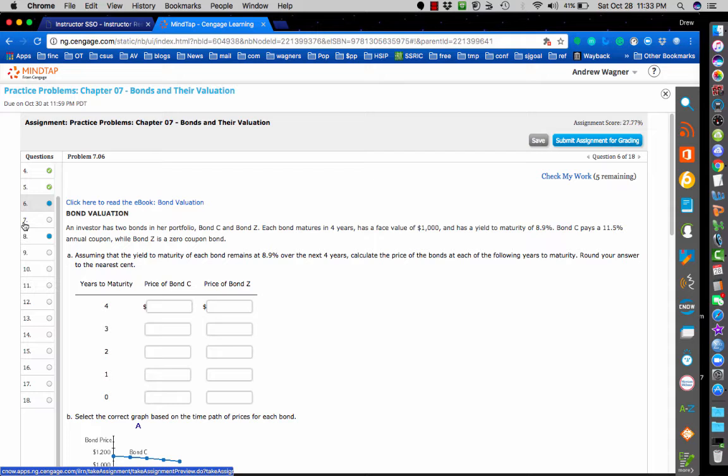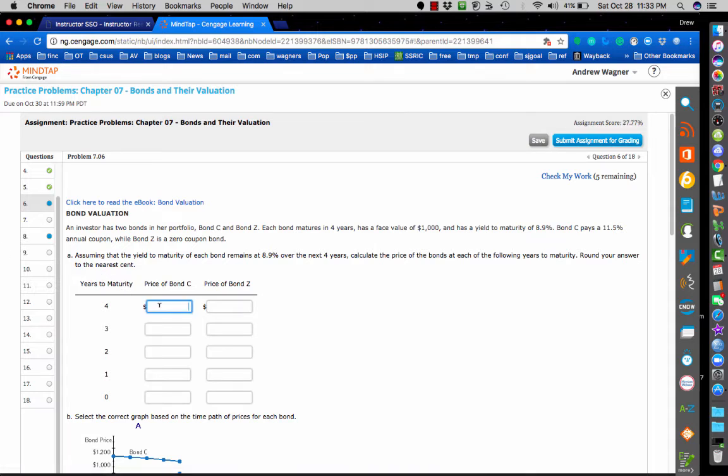So again, face value is 1,000 as it is in all of these cases. The years to maturity for both bonds starts out at 4, so let's put n equals 4 and 8.9, the yield to maturity rather, for I over Y. And let's go ahead and put the coupon in. So C pays 11.5 annual, so that's $115. That's 11.5 of 1,000, and I'm going to compute present value.